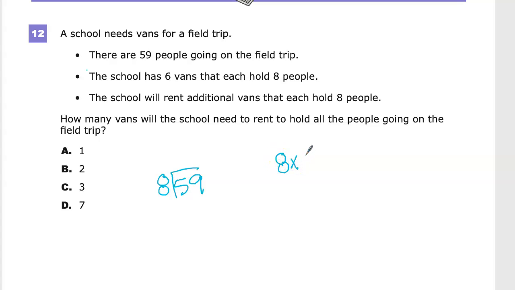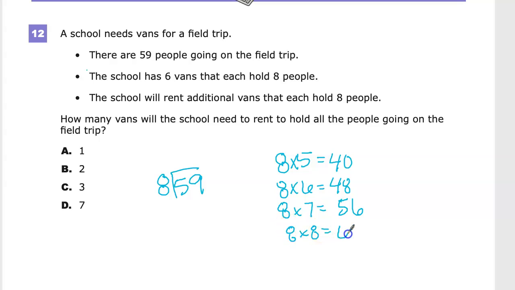So, if I'm trying to figure out how many times 8 goes into 59, I'm going to just start at 8 times 5. 8 times 5 is 40. 8 times 6 is 48. 8 times 7 is 56. And then 8 times 8, 64. So this is too many. So 8 times 7, 56.